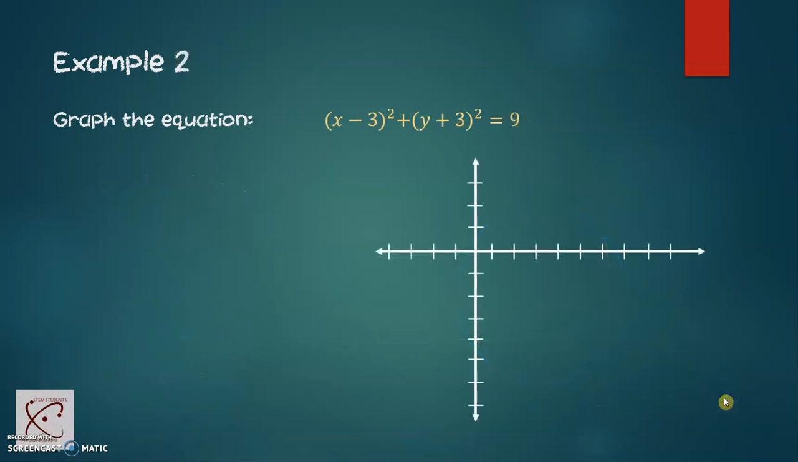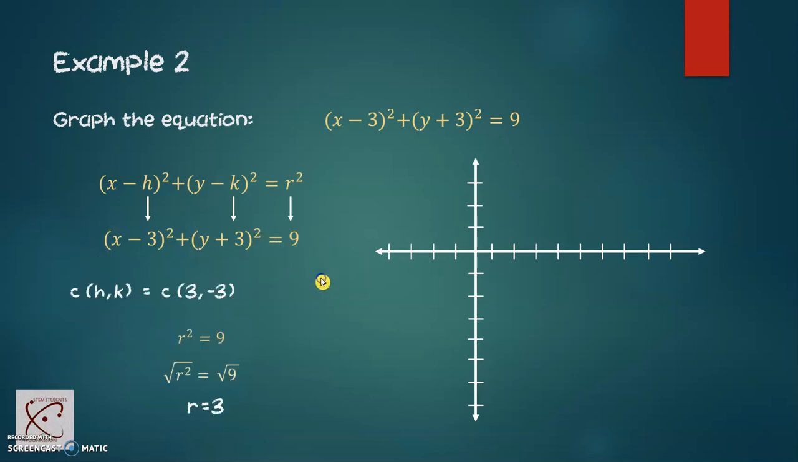For example number 2 naman, graph the equation (x - 3)^2 + (y + 3)^2 = 9. So, ang ating equation pa rin is in the form of (x - h)^2 + (y - k)^2 = r^2. So, in this equation, h is replaced by 3, k is replaced by 3 also, and then ang ating r squared is equals to 9.